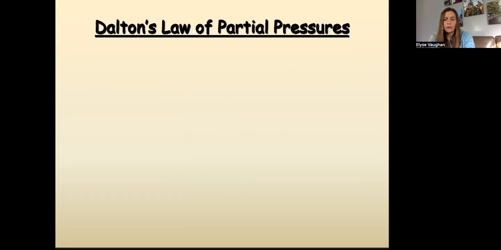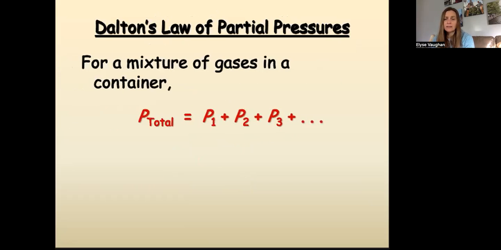And then the third law that we're going to learn is called Dalton's law of partial pressures. And Dalton's law of partial pressures says that for a mixture of gases in a container, the total pressure is equal to the sum of the partial pressures of each of the gases in the container.